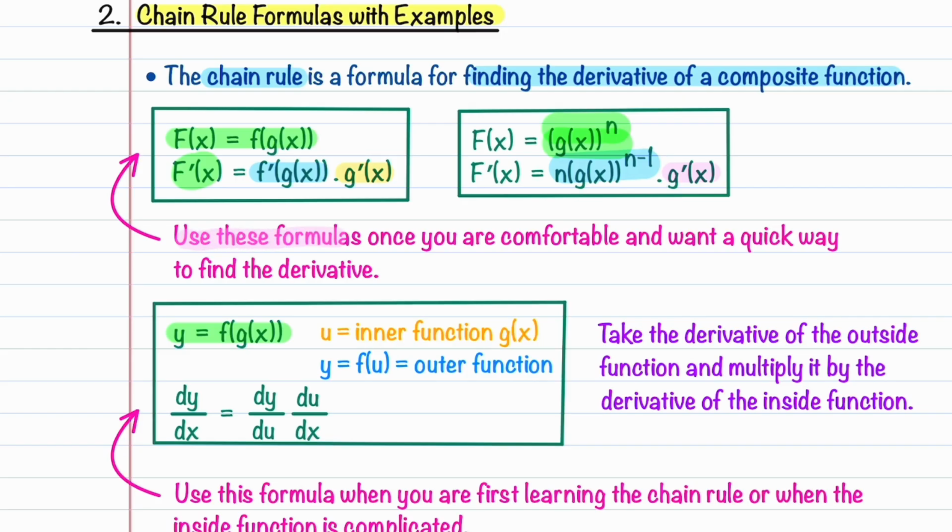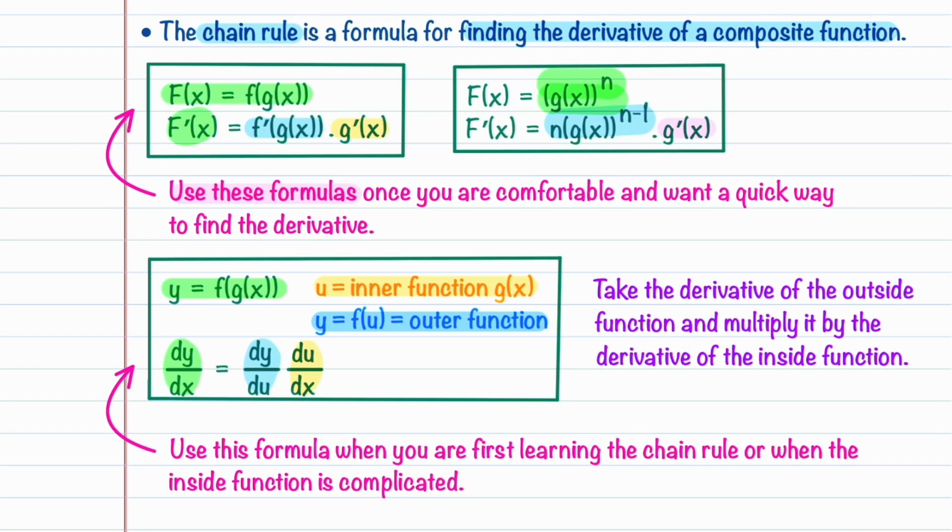You want to use these formulas once you're comfortable with the chain rule and you want a quick way to find the derivative. In the second variation, down here in this green box on the bottom, Leibniz notation is used, and u is assigned to be the inner function g of x, and then y is equal to f of u, and that's the outer function. The derivative dy dx is then written as the derivative of y with respect to u, that's the derivative of the outside function, times du dx, which is the derivative of the inside function.